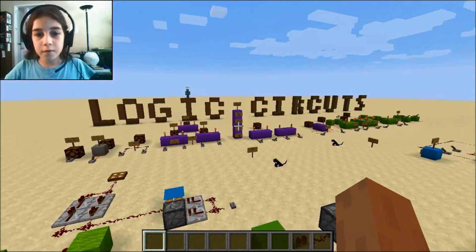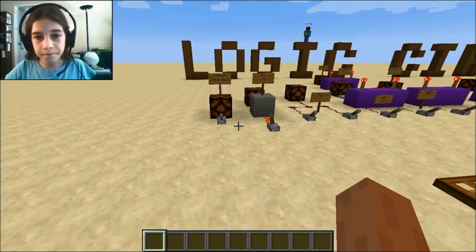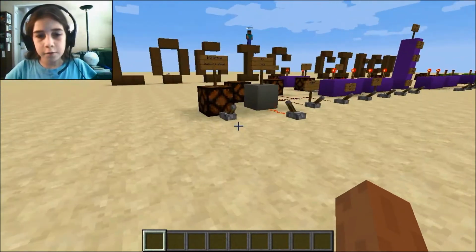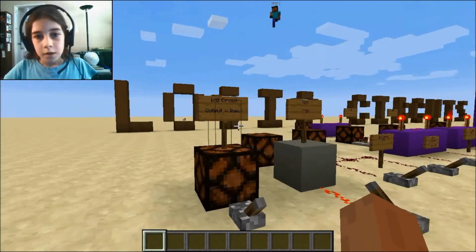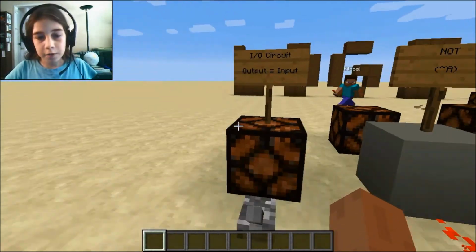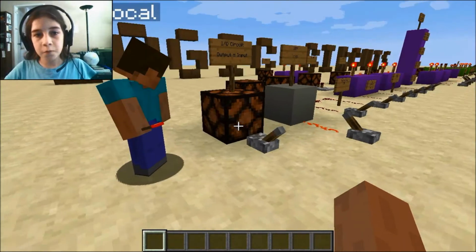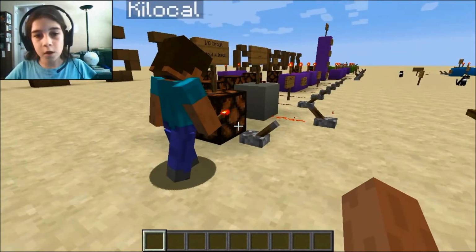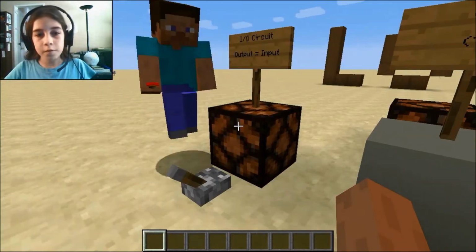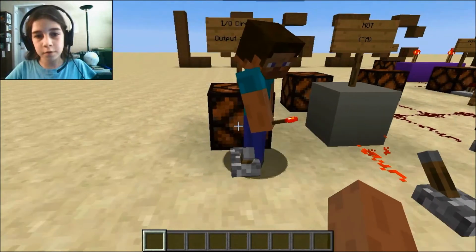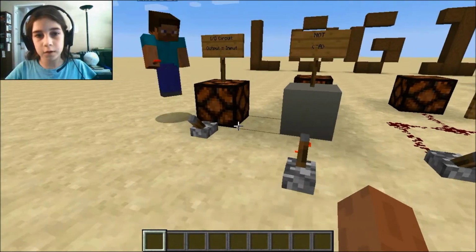So here I have a couple of logic circuits. I'm gonna explain all of them. So the first one here is the I/O circuit, or the yes circuit. Basically, the output equals the input. If the lever's on, the lamp is on. The lever's off, the lamp is off. So this is probably the easiest redstone circuit you can make, and I don't know if that's even considered redstone.